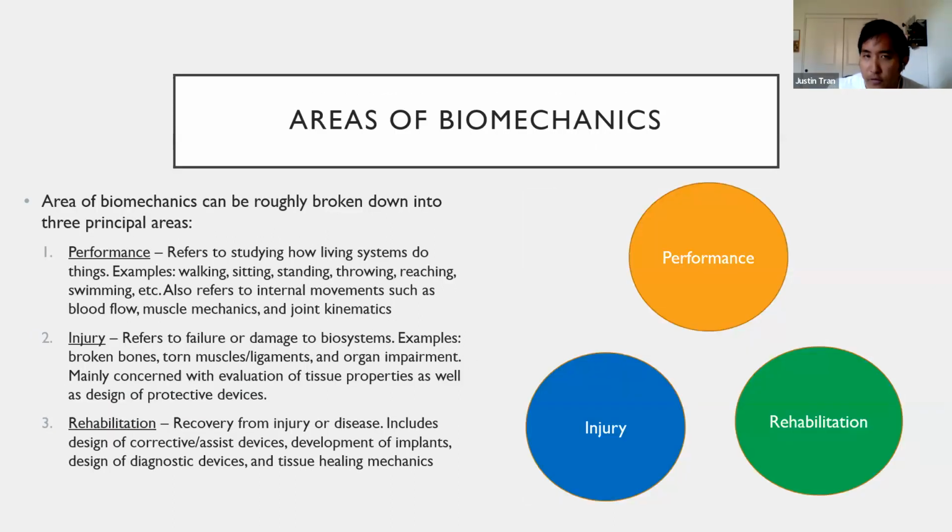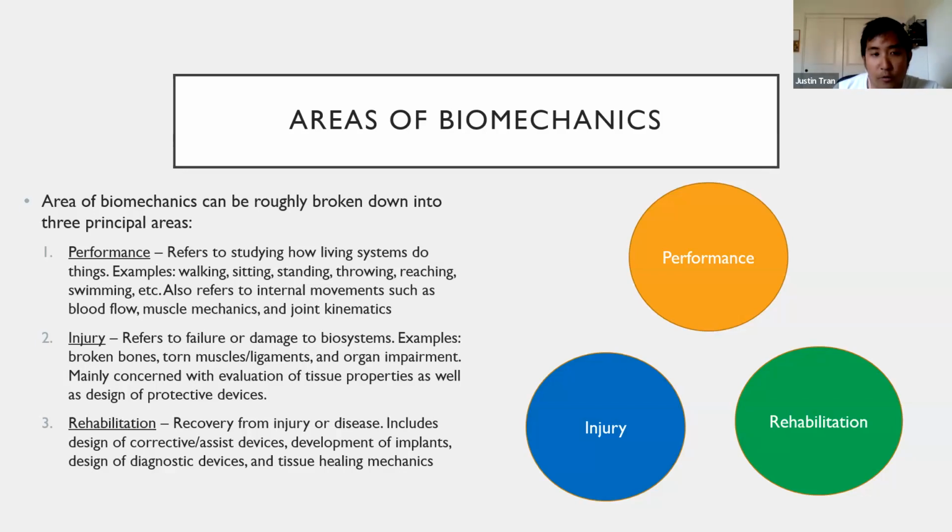Okay, so let's talk about the broad areas of biomechanics. And so there's lots of different ways you can classify this, but this is how I organize it. And so I like to think of three main areas of biomechanics. And so the first area is what I call performance. And so this refers to how living systems, very broadly speaking, do things, right? So things like walking, sitting, standing, throwing, reaching, swimming, all typical actions that we do, and analyzing those actions in terms of forces and moments and velocities and accelerations. Okay.